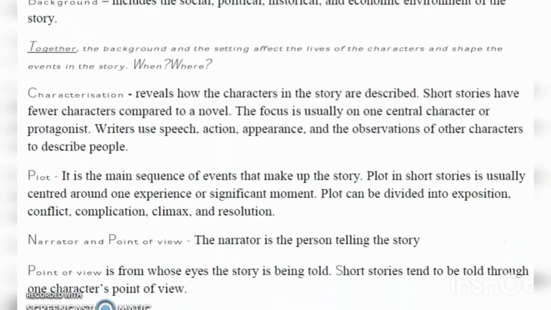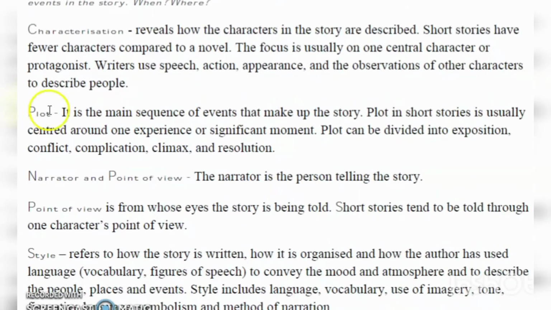Next, we have the characterization. Characterization reveals how the characters in the story are described. Short stories have fewer characters compared to a novel. The focus is usually on one central character or protagonist. The opposite of the protagonist, or the central character, is the antagonist. The antagonist is usually the person who brings out the good qualities of a protagonist.